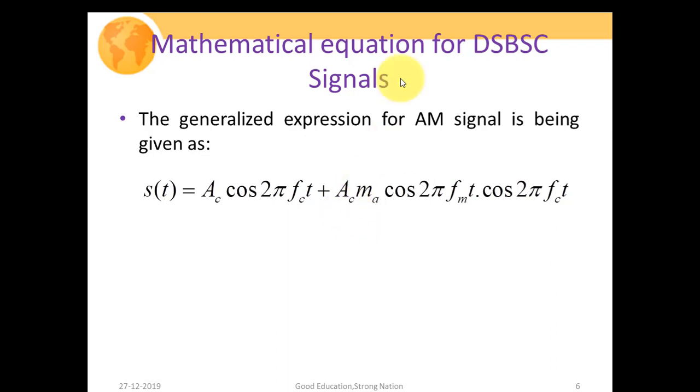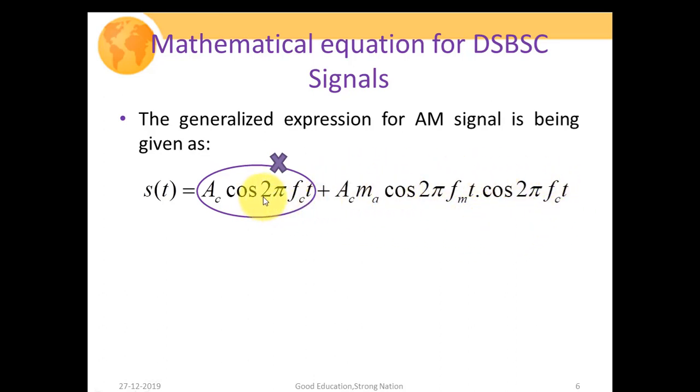So the generalized expression for an AM signal is given as: the modulated signal s(t) equals Ac cos(2π fc t) plus Ac ma cos(2π fm t) multiplied with cos(2π fc t). Here the expression Ac cos(2π fc t) is your carrier signal, and Ac ma cos(2π fm t) multiplied with cos(2π fc t) shows our sidebands.